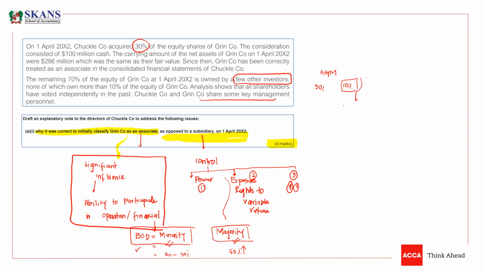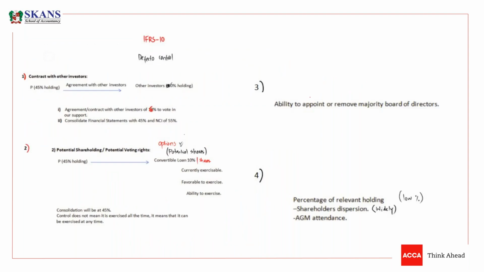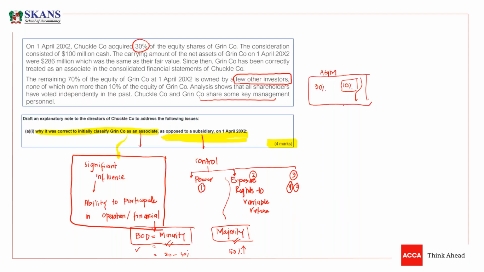So we can't say that we are able to take decisions of this company independently. You can't take decisions independently by having just 30%. They can easily outvote you. They can easily outcast you by voting against you. So you can't say that by having 30%, we are having control of this company. We don't have an ability to control in this situation.